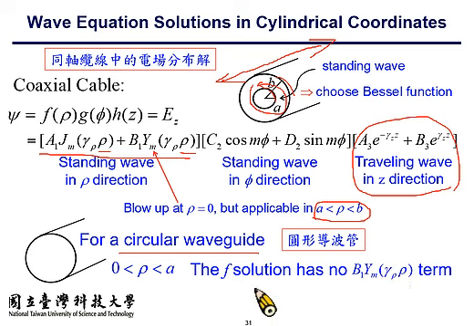On the other hand, another geometry that is applicable to cylindrical coordinate system is the circular waveguide, 圆形导波管. And because the rho variation range is between 0 and A, the F solution cannot include the Bessel function of the second kind, because it blows up at rho equal to 0. Okay, and for the Bessel function of the first kind, the zeroth order solution is applicable. Okay, it can be any number. It does not blow up.